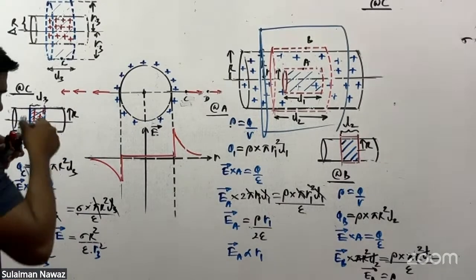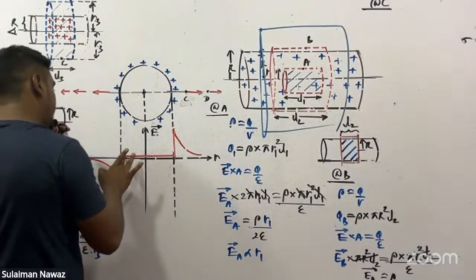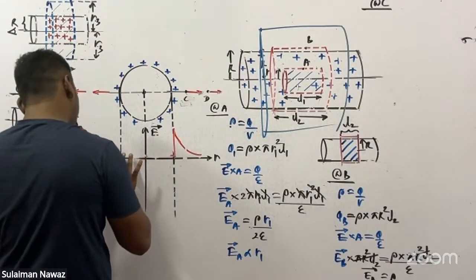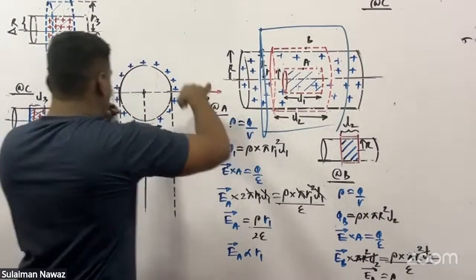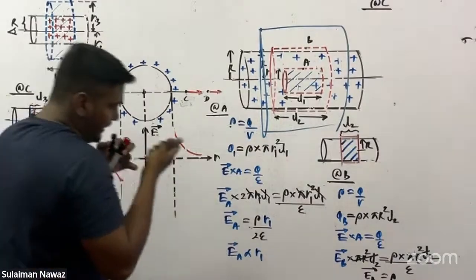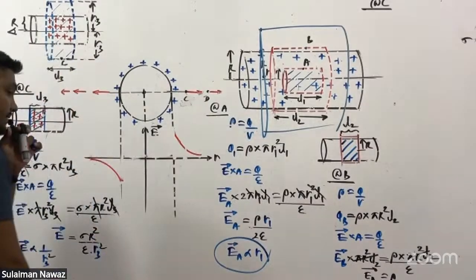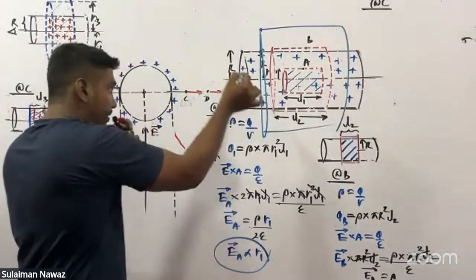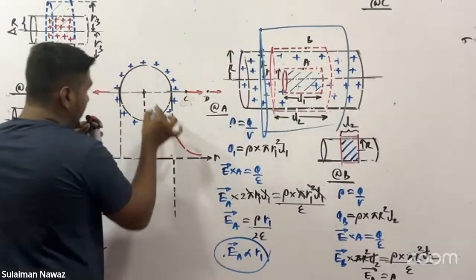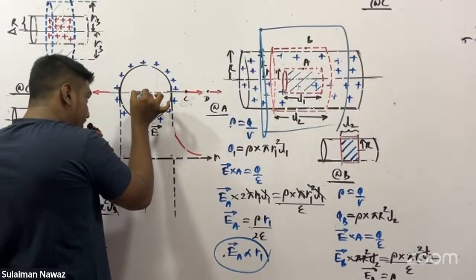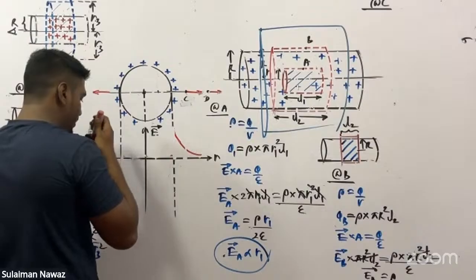That's it. So when you plot the graph, remember, what is the difference? Inside the cylinder, look here, intensity is directly proportional to the distance measured from the center axis. When you consider any point inside the cylinder, the intensity is proportional to the distance measured from the center axis. When you draw the graph, this is what you get.